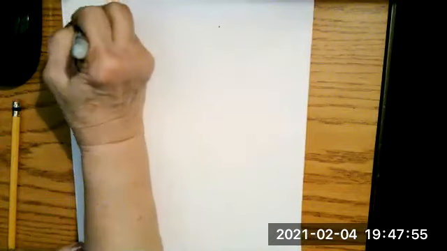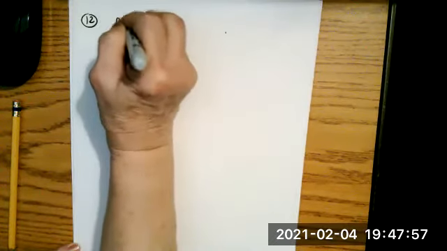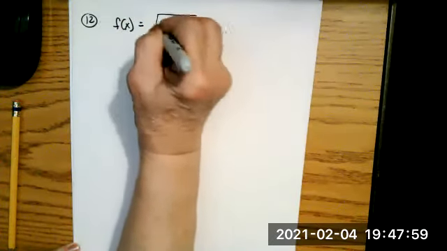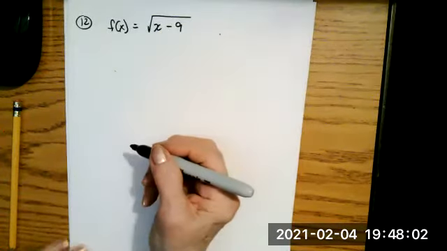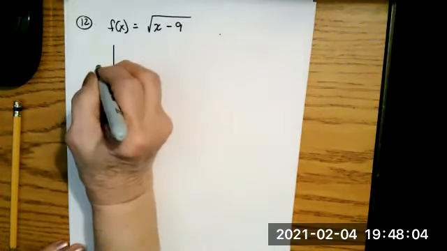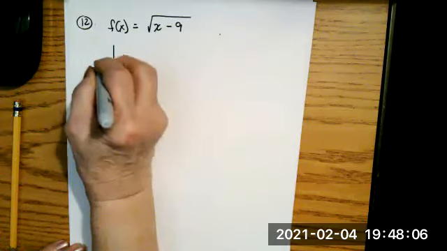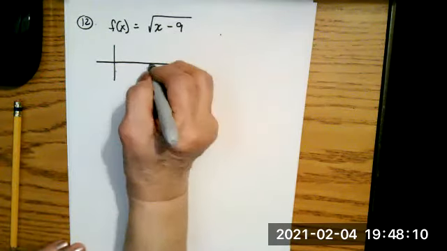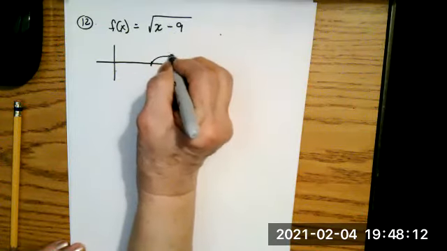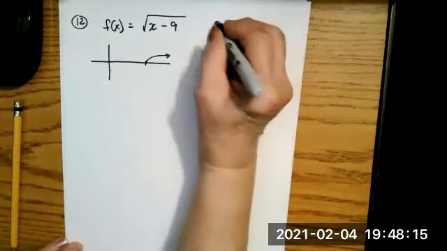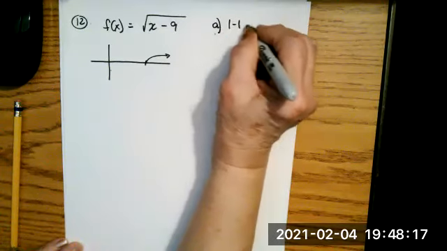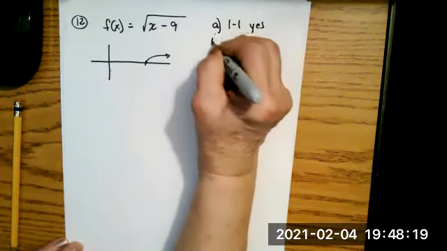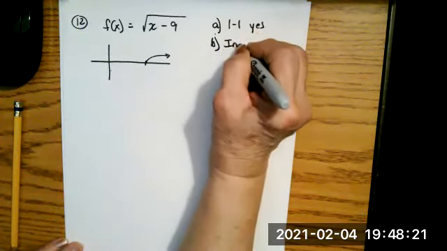Okay, there's one more to do. This one's easy after all those hard ones, I think. Number 12 is f of x equals the square root of x minus 9. And that is a square root, and it's shifted to the right, opposite of what I think. So over here at positive 9, it looks like that. So the A part, is it 1 to 1? Yes, all of them are, because that's how they want you to find the inverse.